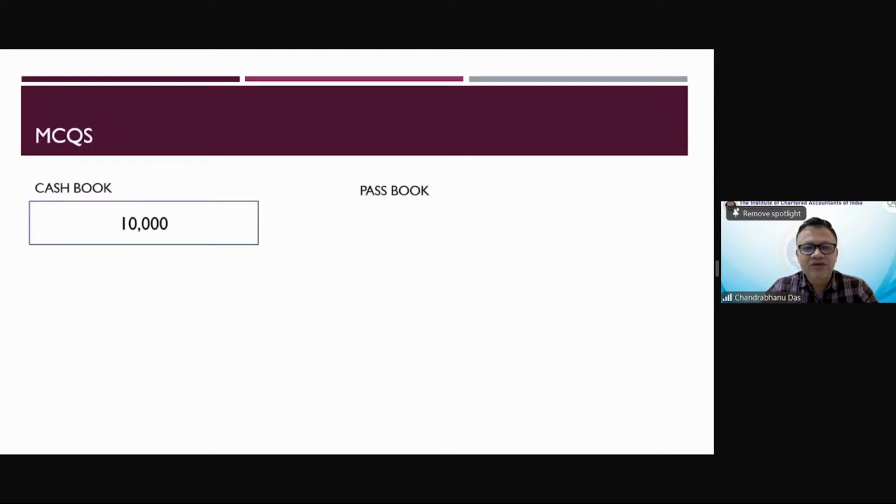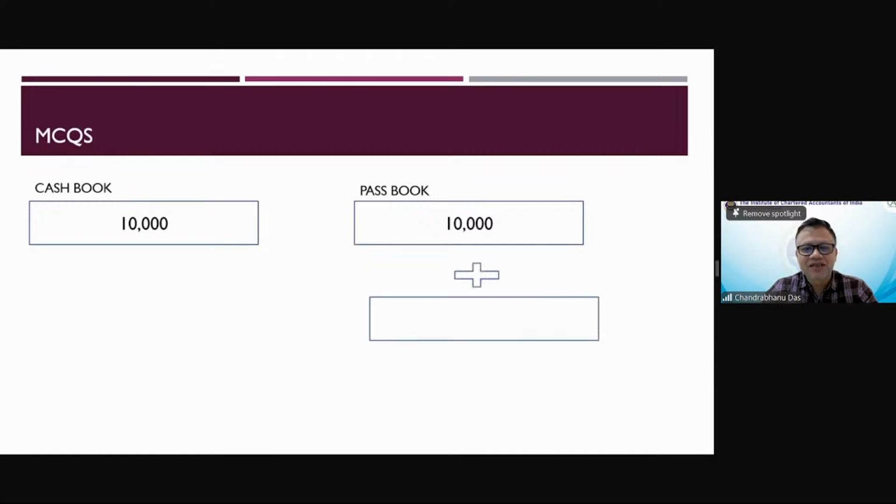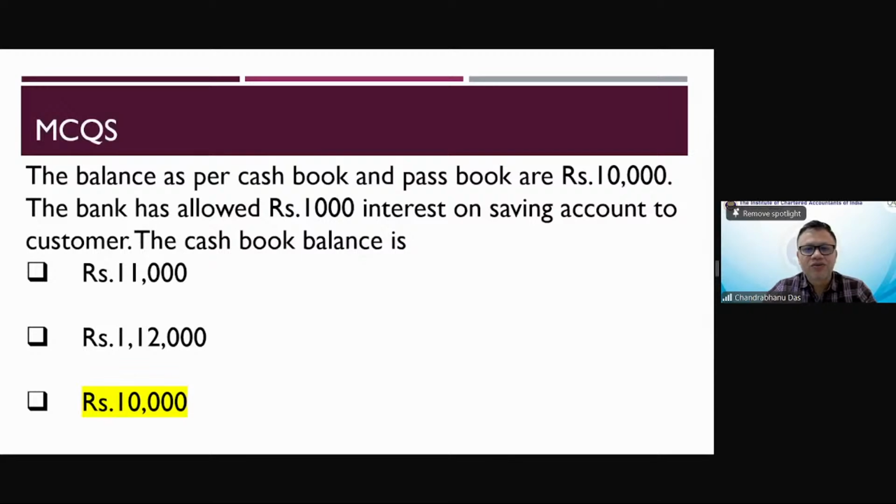The cash book is 10,000, passbook is 10,000. Passbook gets 1,000, so 11,000 because interest is credited. So cash book balance remains the same because it is not known to the cash book.